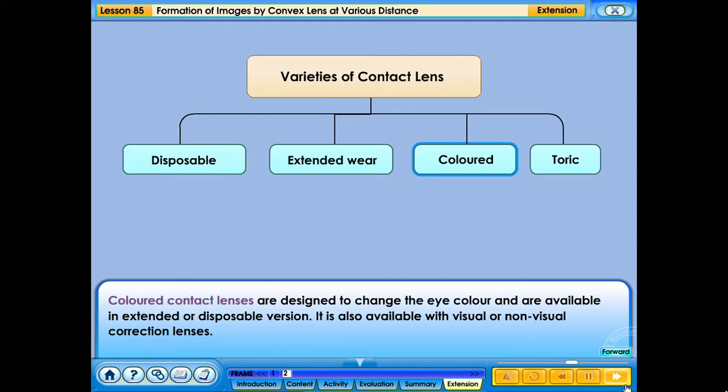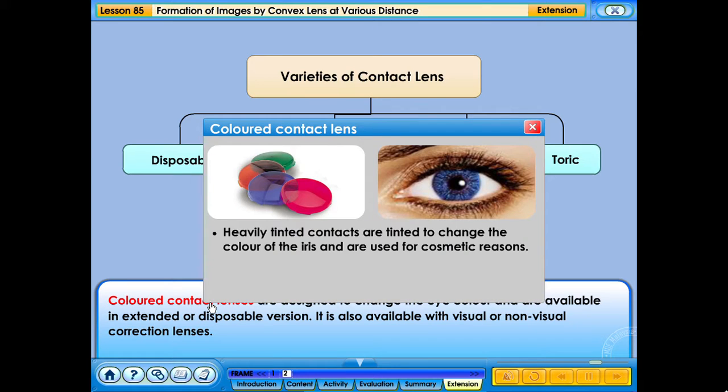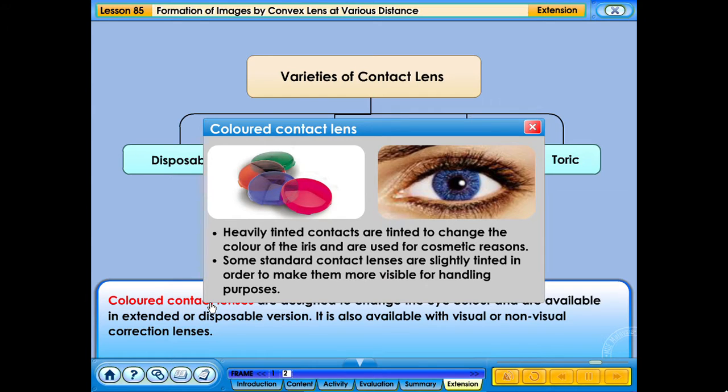Colored contact lenses are designed to change the eye color and are available in extended or disposable version. They are also available with visual or non-visual correction lenses. Heavily tinted contacts are tinted to change the color of the iris and are used for cosmetic reasons. Some standard contact lenses are slightly tinted in order to make them more visible for handling purposes.